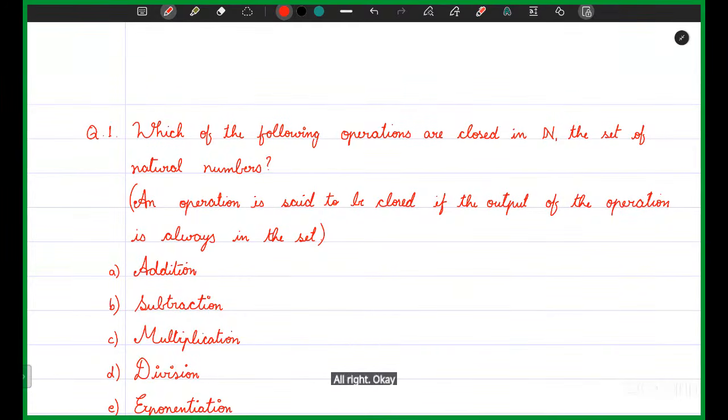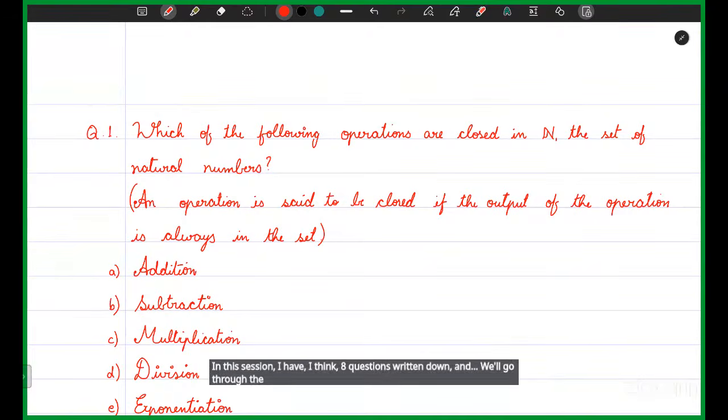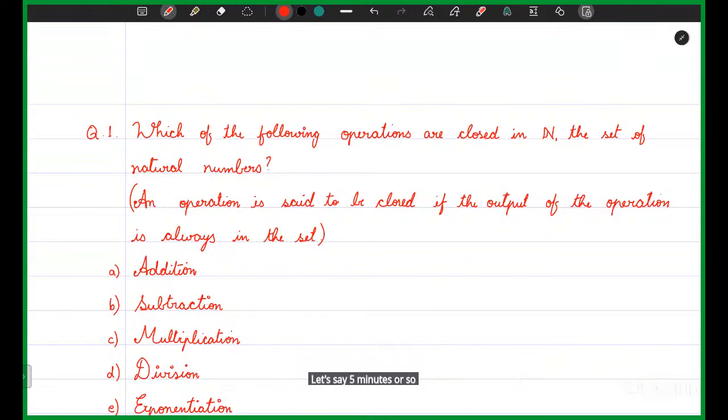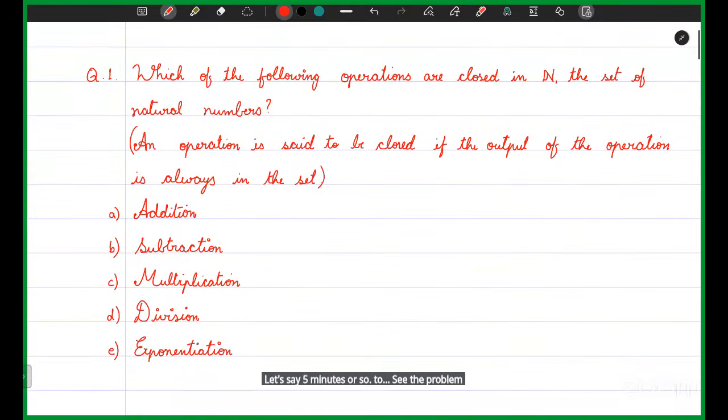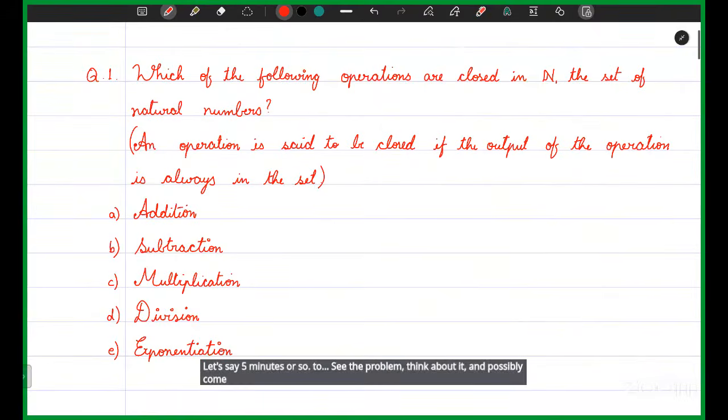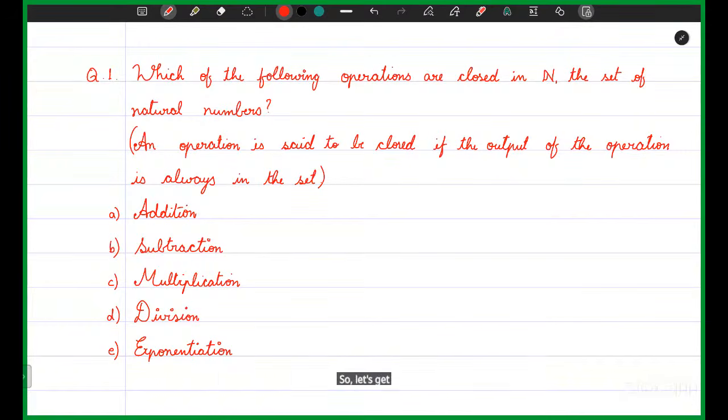Okay. In this session, I have, I think, 8 questions written down, and we'll go through the questions. I'll give you a bit of time, let's say 5 minutes or so, to see the problem, think about it, and possibly come up with a solution. Even if you don't come up with a solution, you can tell me what you think or where you have confusion. So let's get started.